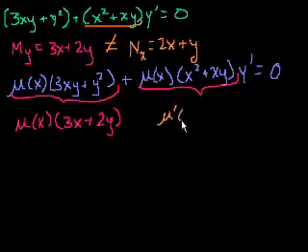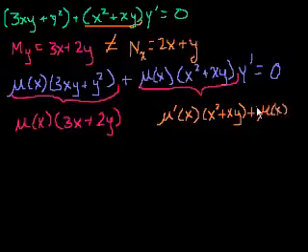Mu prime of x. Mu is the Greek letter. It's for the m sound, but it looks a lot like a u. So mu prime of x times the second expression, x squared plus xy, plus just the first expression, mu of x, times the derivative of the second expression with respect to x. This is just the product rule. So times 2x plus y.